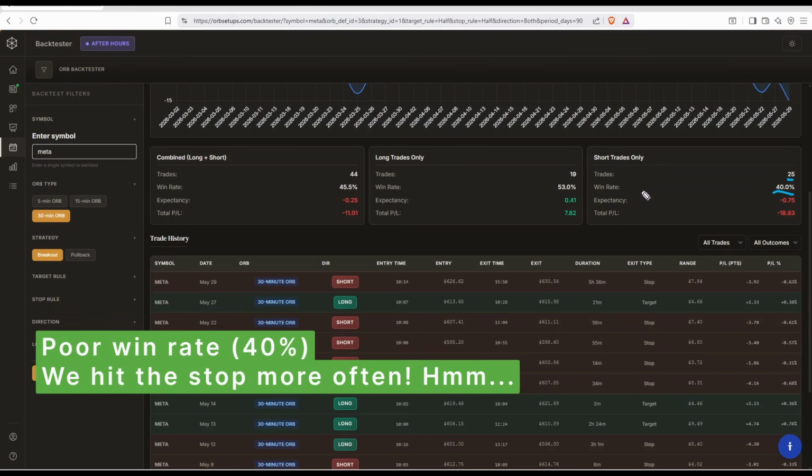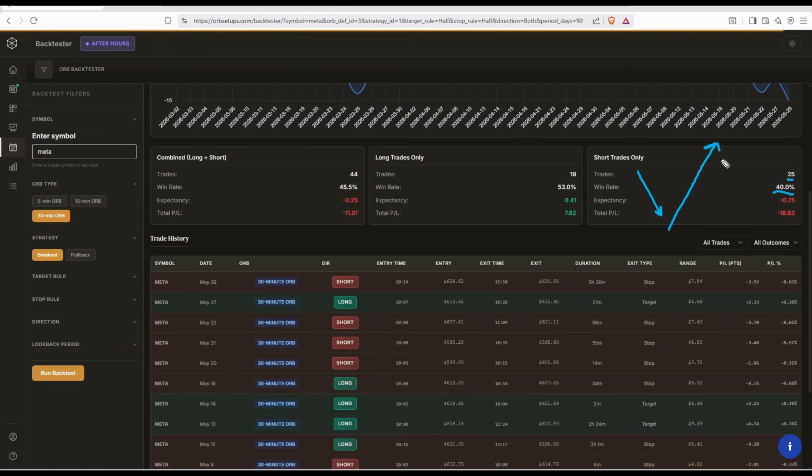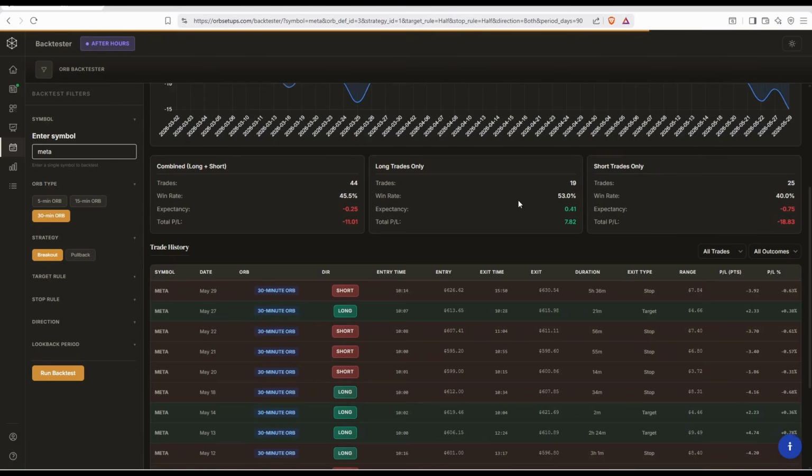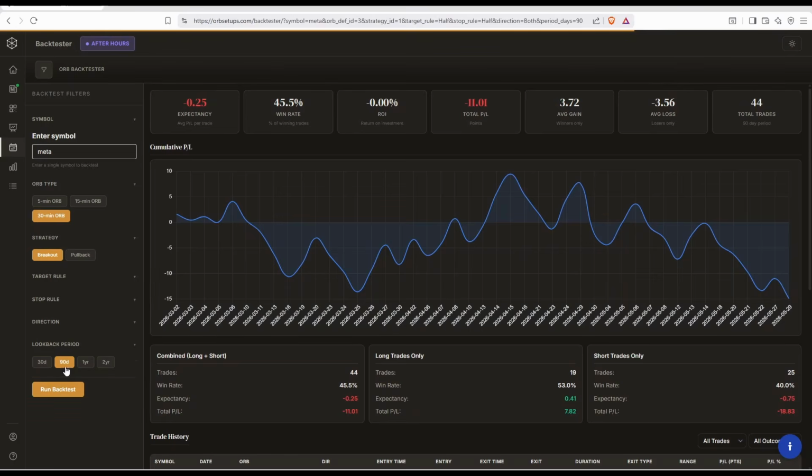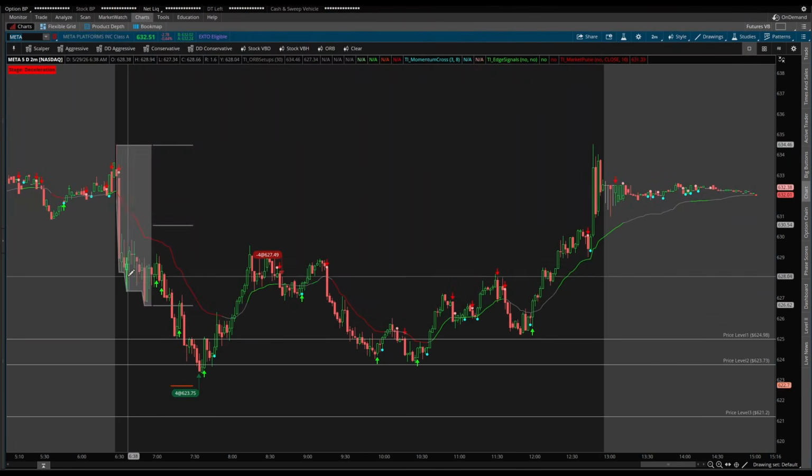That tells us more times than not, whenever we do have this short side breakout, we actually see price reverse and hit our stop more often. We can infer that from this 40% win rate. 60% is actually on the flip side for the strategy. Now, this strategy also has a negative expectancy and a negative P&L, which tells us that really the short side breakouts inside of Meta have not been working all that well inside of the past 90 days. Now we have some data around Meta.